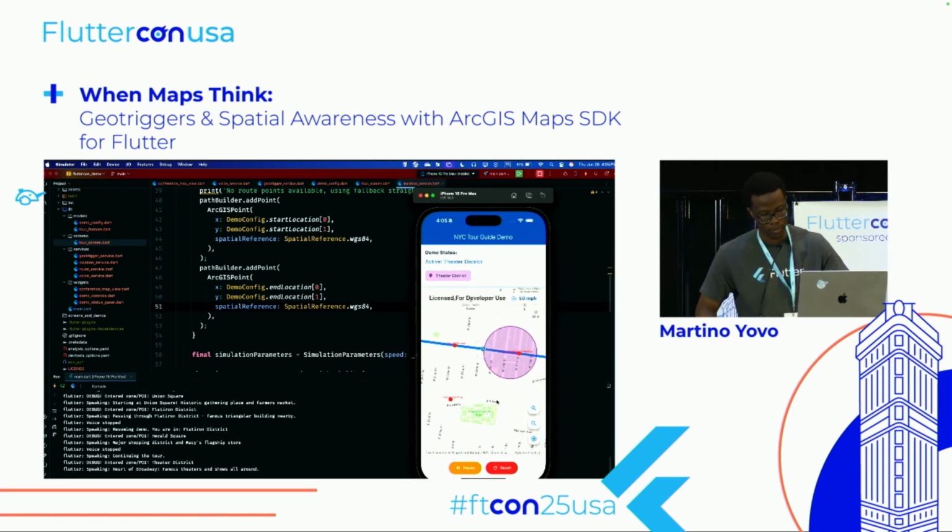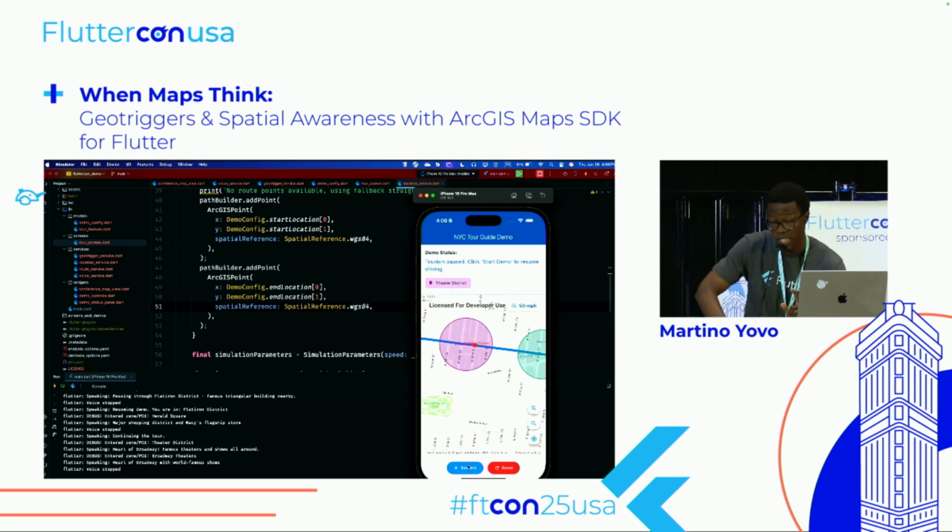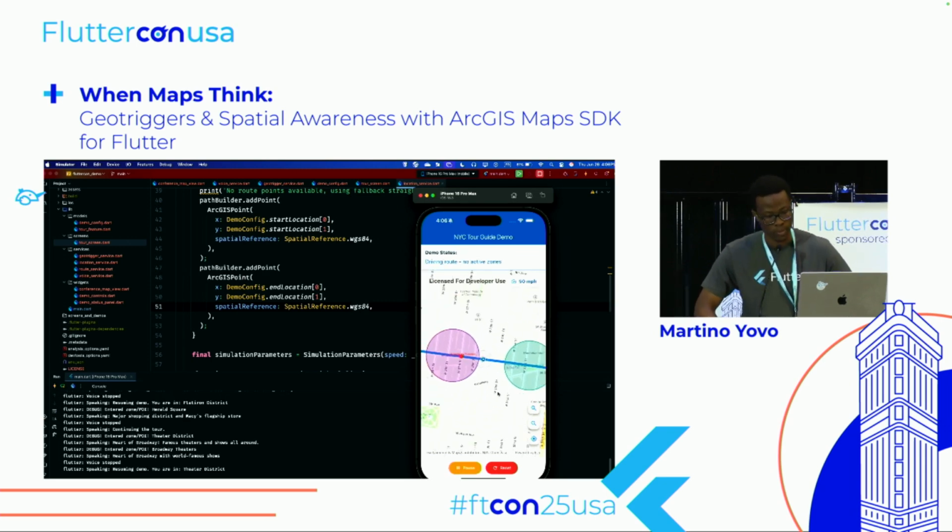Heart of Broadway. Famous theaters and shows all around. Heart of Broadway with world-famous shows. So another thing again, you can have a zone and have a point or location inside a zone. That's why we say you can define as many zones or points as possible. Resuming demo. You are in Theater District.